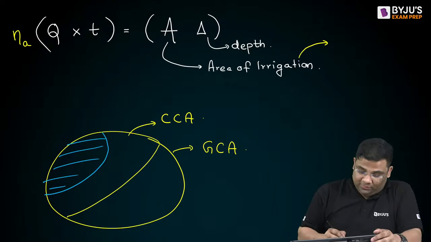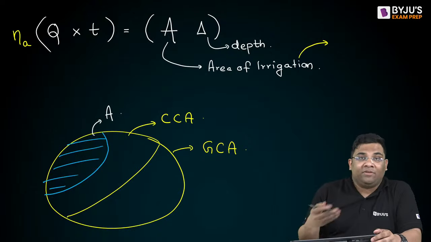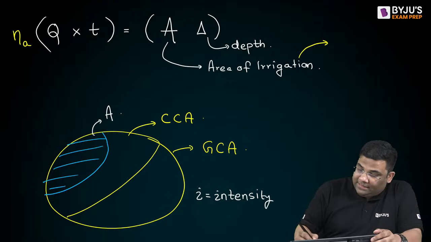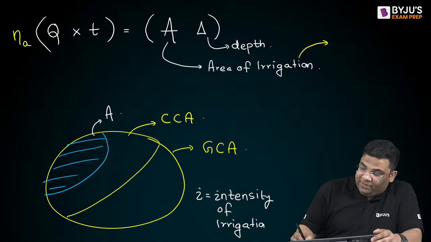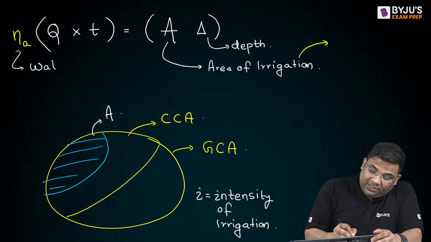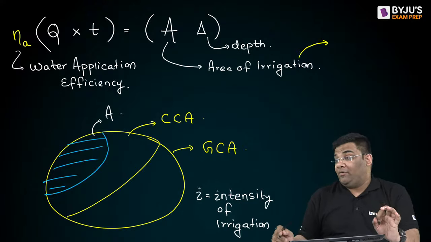And at a certain time you can irrigate a particular area. Suppose this area is A, the area which is irrigated. So we have a term known as intensity of irrigation. This term is your water application efficiency, and this term is the intensity of irrigation.